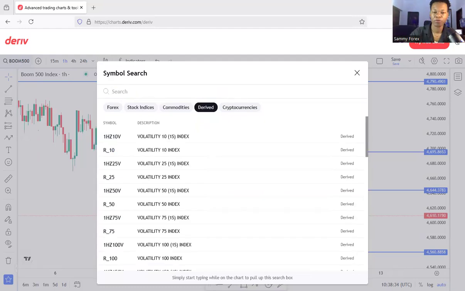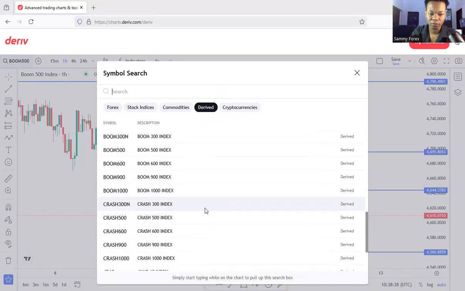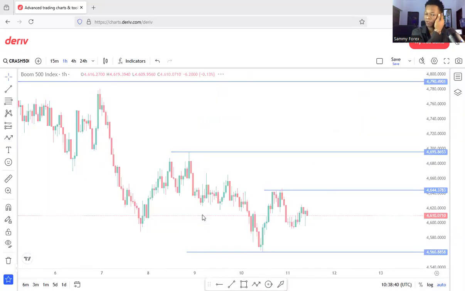And we're going to this Crash 500 to see what price is doing, whether it's actually crashing or not. So let's see our Crash 1000 and see what the price is actually doing on Crash 1000. I think the network is kind of bad, but we'll have to.